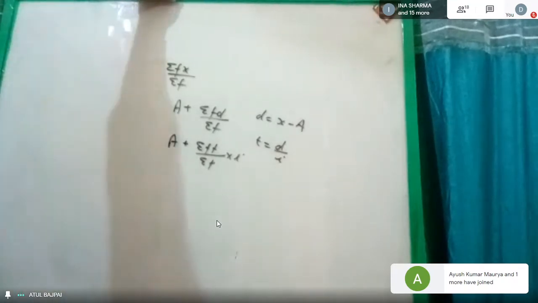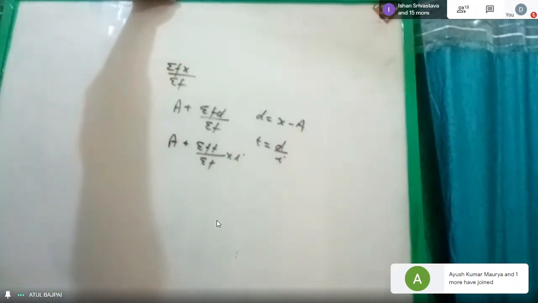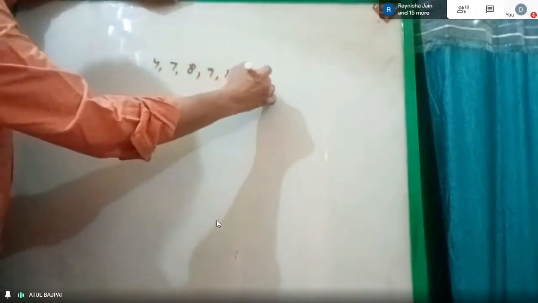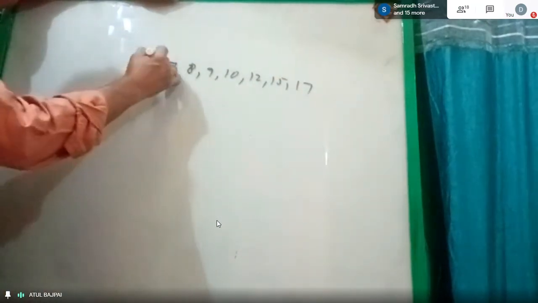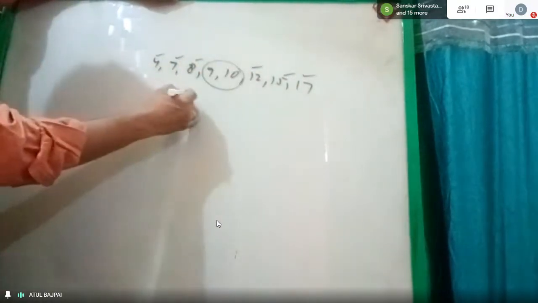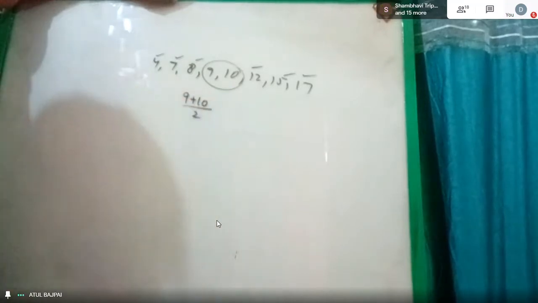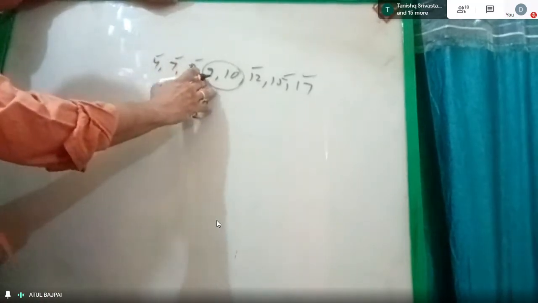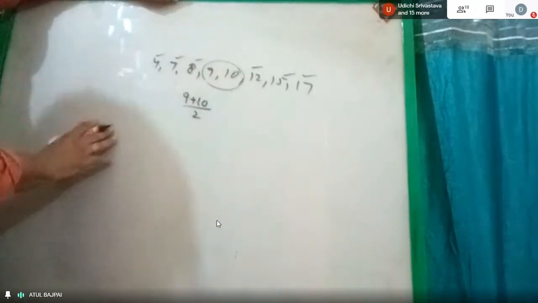We'll take the questions. There's nothing new in this mean part, but in the median, we normally find it by arranging the data in ascending or descending order: 4, 7, 8, 9, 10, 12, 15, 17. We want to find the median of this, so we find the middle term. If we split it down the middle, we get two values, so we take the average of the two values. That becomes the median. First arrange in ascending order, then make pairs to find the median. If there's one single value, that is the median. Otherwise, it is the average of these two.